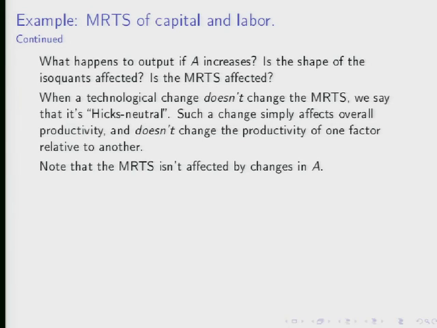Yes? What would happen if there's technology that only improves the efficiency of one input? Okay, so that's a good question. Certainly, technological changes that affect the productivity of one input differently than another exist. If you wanted to model that here, you wouldn't do it by changing A.